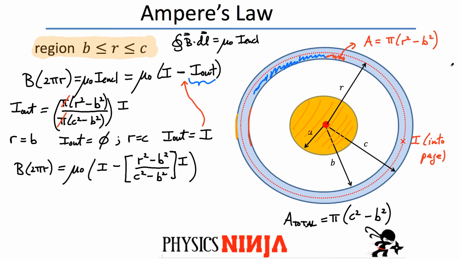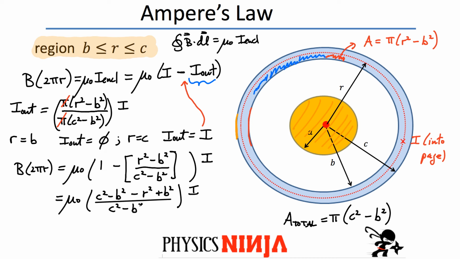Now, what I suggest is probably putting things on a common denominator and then simplifying this side. First, let's factor out the current I. If we factor out the current I, that simplifies and looks like this. And now if you put things on a common denominator, you're going to have mu zero, here you're going to have c squared minus b squared, and distribute the negative sign, r squared and plus b squared. And then you have I. And then don't forget to put the denominator in there, c squared minus b squared. It looks pretty messy, but don't worry about it. Just simplify it as much as you can. In this case, you could simplify by the b squareds.